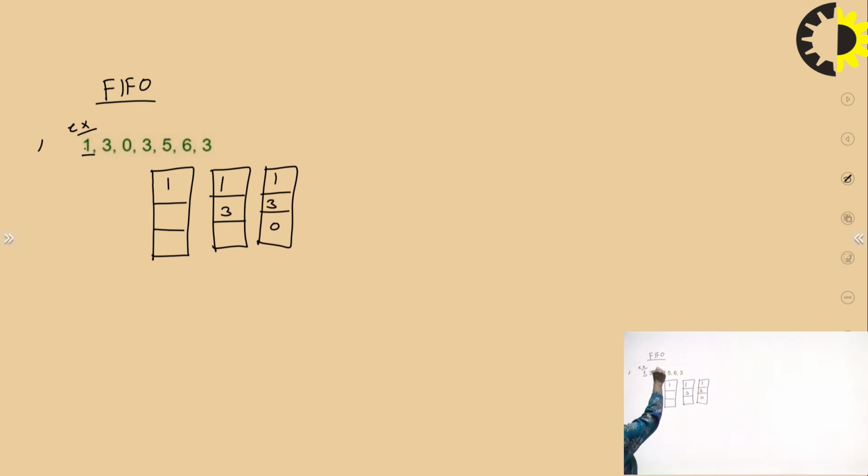After that, I have a 3. This 3 is already here, so just write it as a hit, because this page reference number 3 is already present in the page frames. So, there is a hit. Now, the next is the 5.